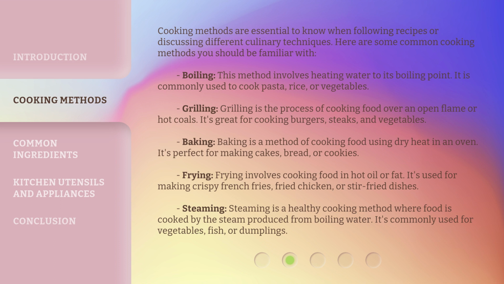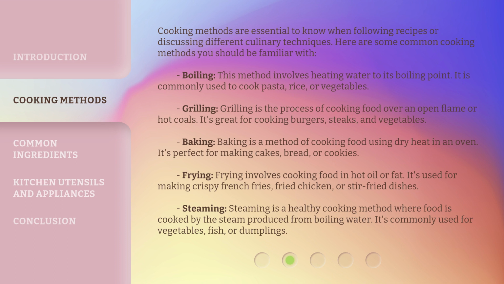Grilling. Grilling is the process of cooking food over an open flame or hot coals. It's great for cooking burgers, steaks, and vegetables. Baking. Baking is a method of cooking food using dry heat in an oven. It's perfect for making cakes, bread, or cookies.